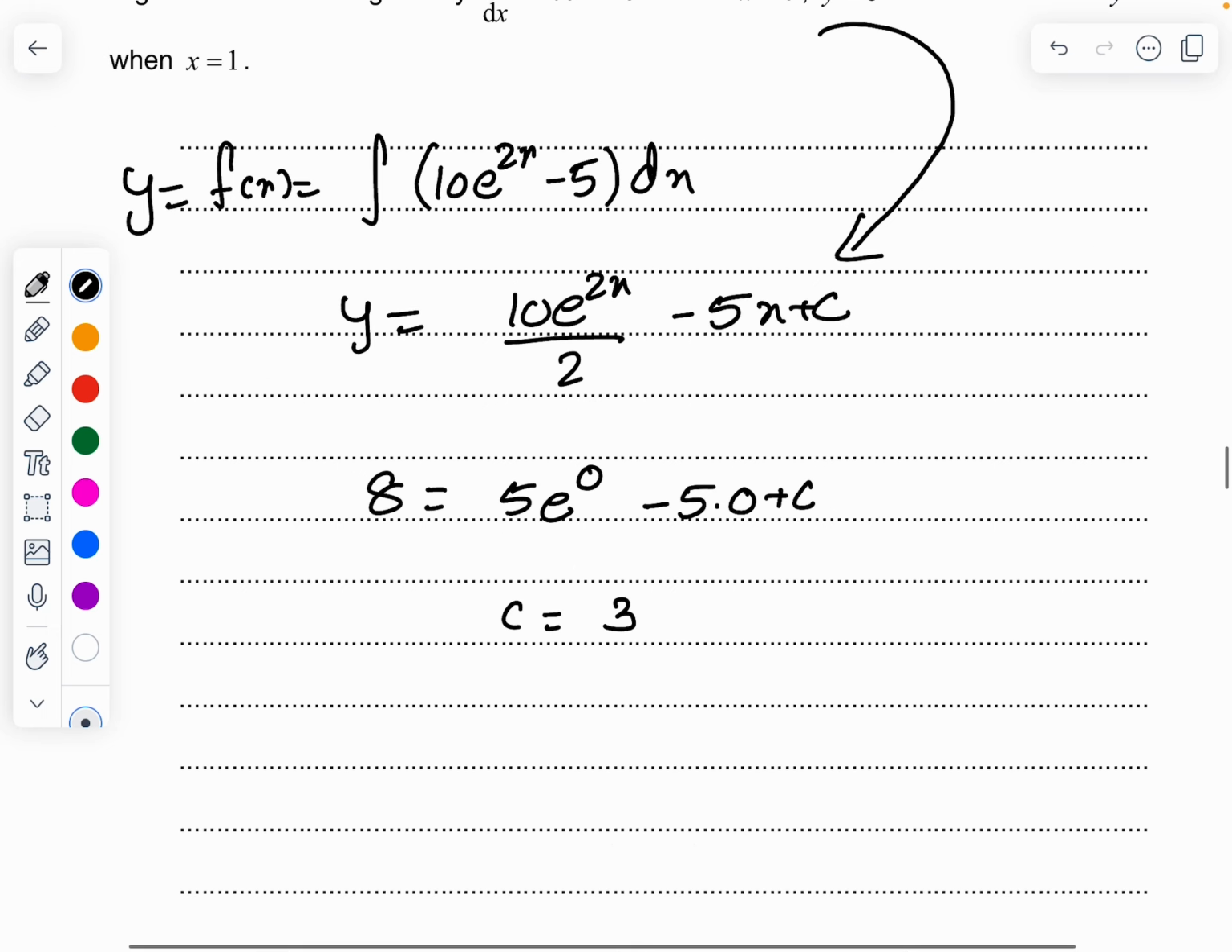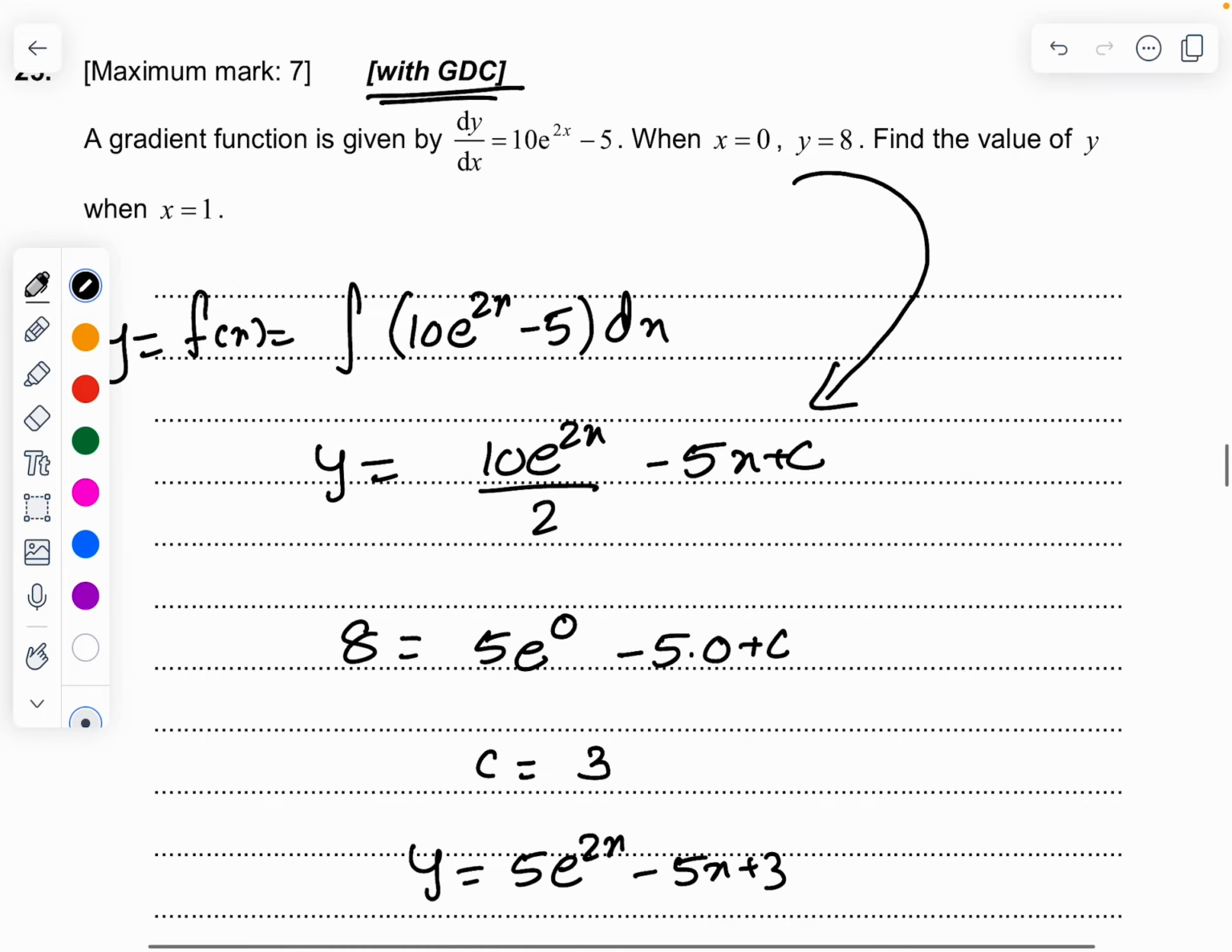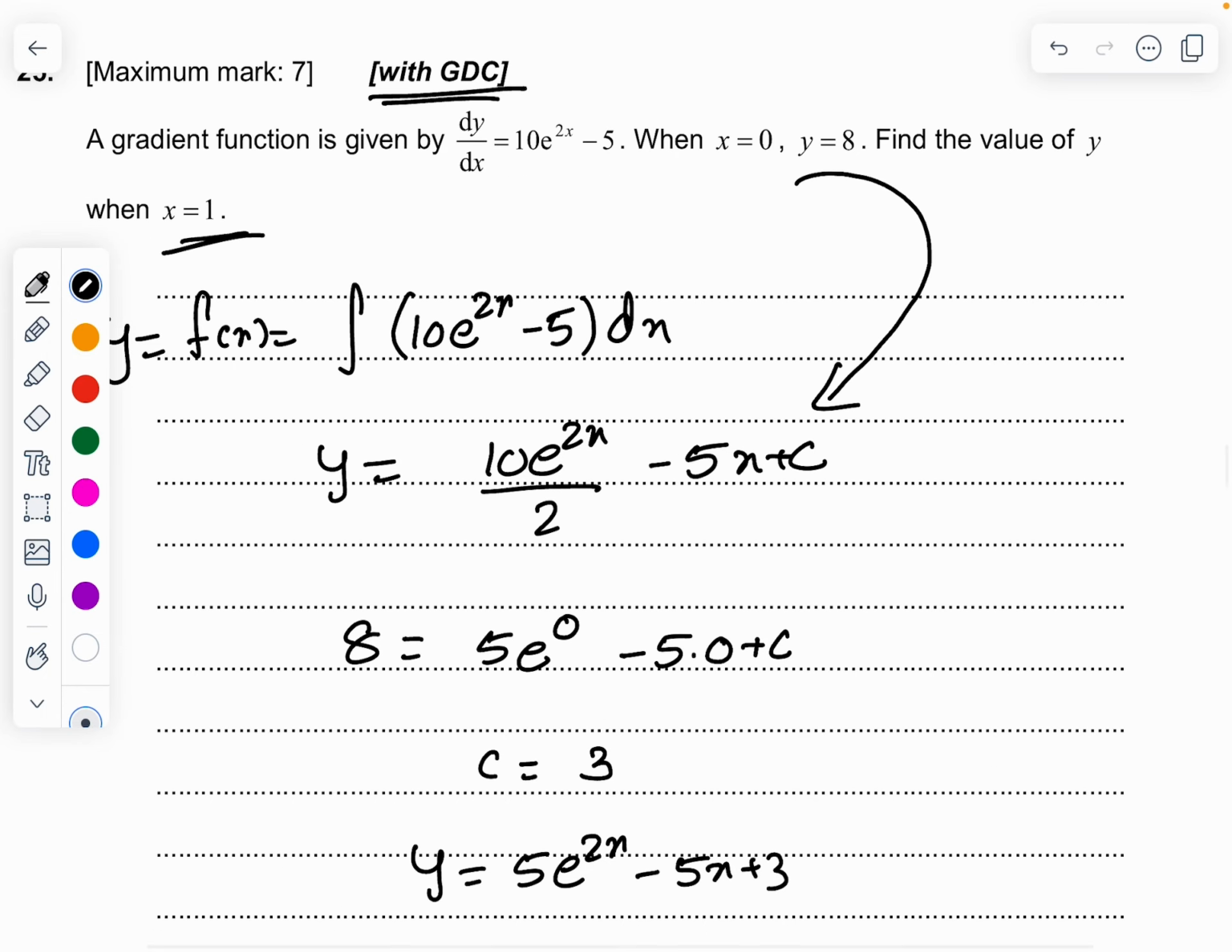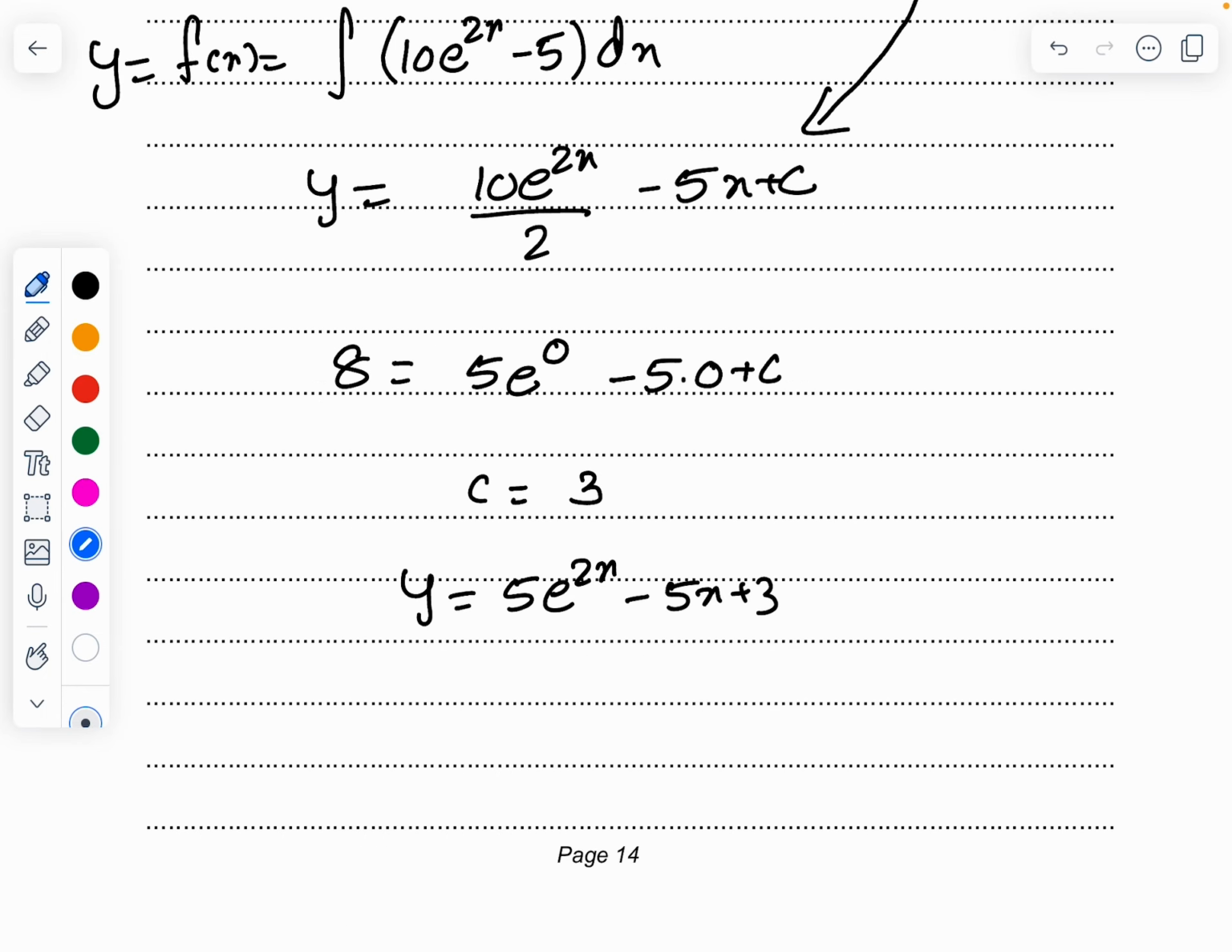So what will be the equation? y equals 5 e power 2x minus 5x plus 3. When x equals 1, plug in x equals 1. So y equals 5 e power 2 minus 5 plus 3. So the y value is going to be 5e squared minus 2.